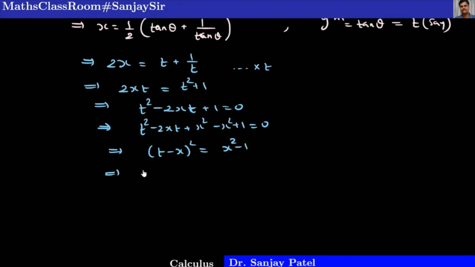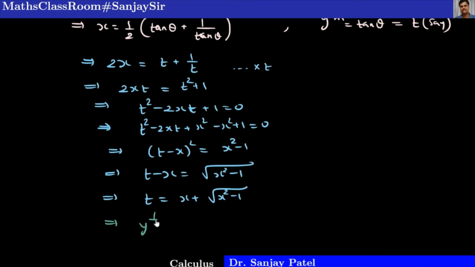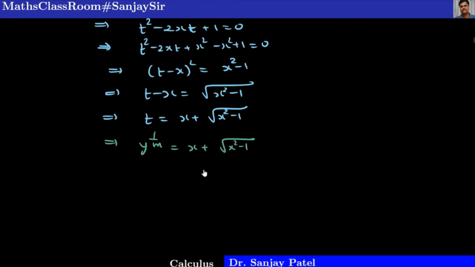And taking the positive square root, we get t minus x is equal to square root of x square minus 1, and therefore t is equal to x plus square root of x square minus 1. Again, that t was y raised to 1 upon m, so I can write y raised to 1 upon m is equal to x plus square root of x square minus 1, and now taking mth power on both the sides, we can write this as y is equal to (x plus square root of x square minus 1) whole raised to m.